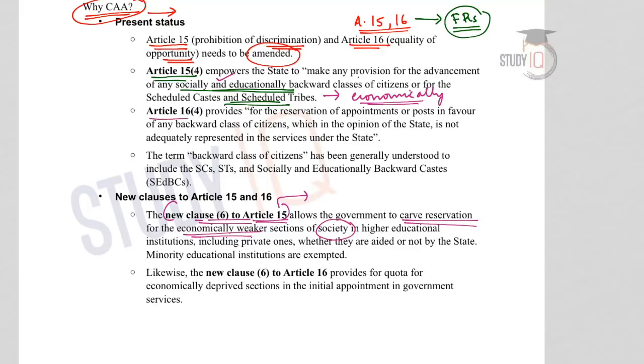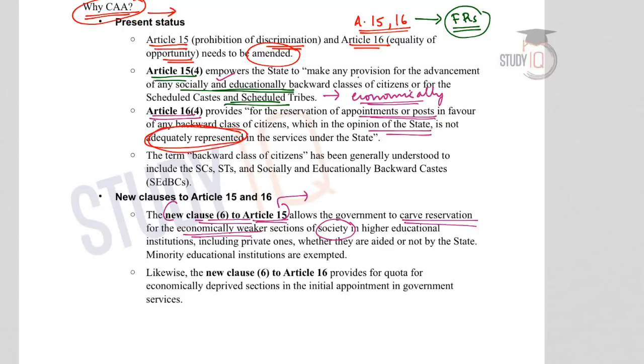Now coming to Article 16 Clause 4. It provides for reservation of appointments or posts in favor of any backward class of citizens, which in the opinion of the state is not adequately represented in the services under the state. So here the important term is adequately represented.